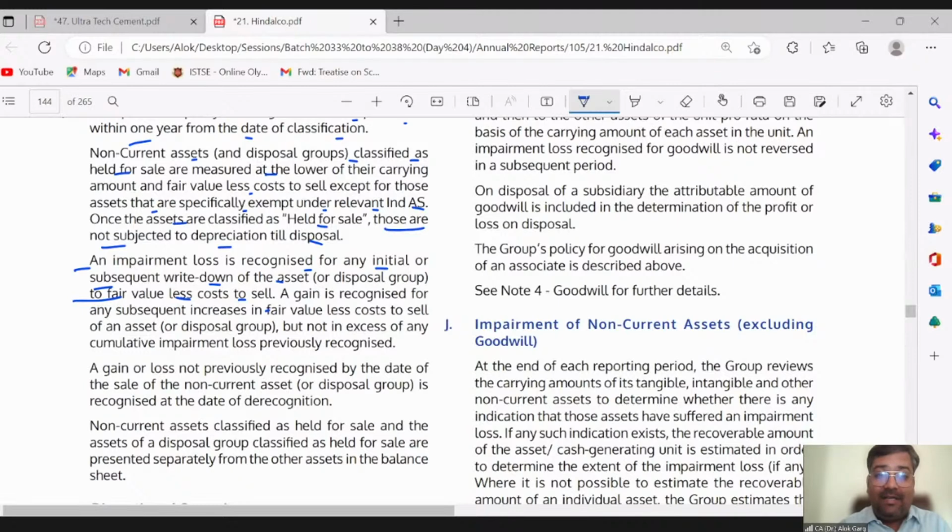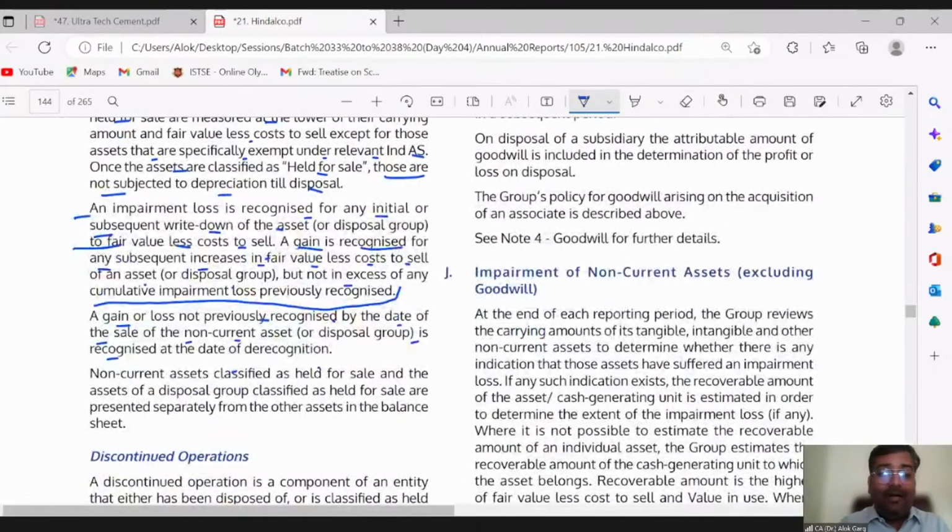And again, it is written that a gain is recognized for any subsequent increase in fair value less cost to sell of an asset or disposal group, but not in excess of any cumulative impairment loss previously recognized. Have I told you this concept that the gain has to be recognized, but not in excess of previous impairment losses, right? Clear? A gain or loss not previously recognized by the date of the sale of the non-current asset is recognized at the date of derecognition, and the actual gain or loss will be recognized at the time of derecognition, means actual sale, right?